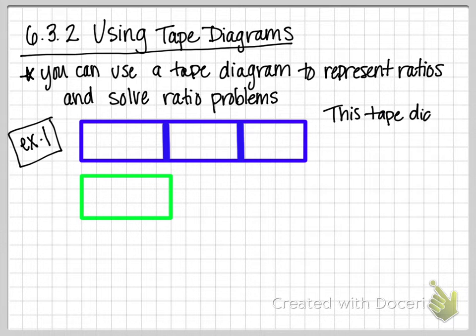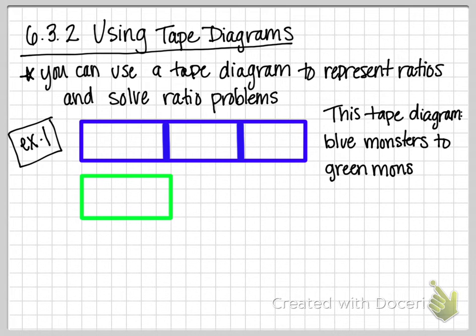Here's what it says. It says this tape diagram represents blue monsters to green monsters. For this example, I think they were talking about a computer game or something in the book, but anyways. Blue monsters to green monsters. You can see from the diagram which one did you catch more of, Colin? Blue. Just by looking.